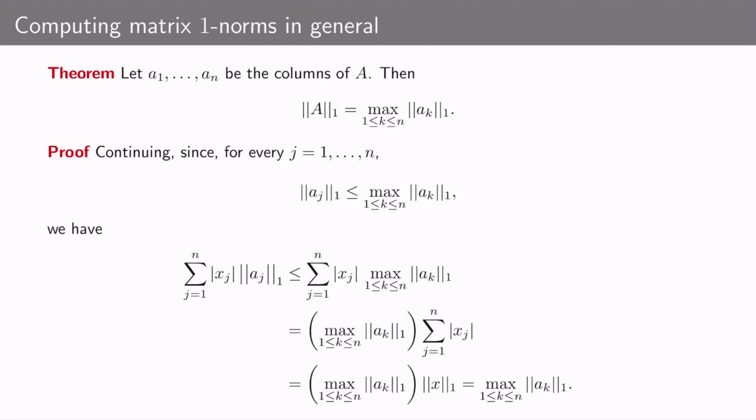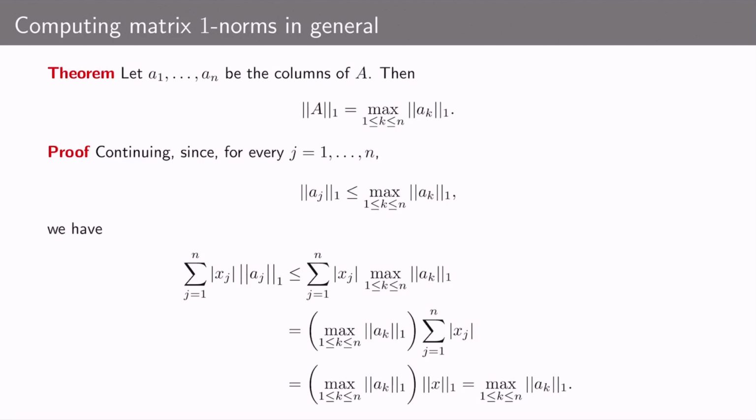First, a quick side observation. If I take a column of A and I take its 1 norm, that, of course, must be less than or equal to the maximum over all the 1 norms of the columns of A. So, if I start with the sum that we ended with on the previous slide, and I replace the norm of each column, aj, with the maximum over the norms of all columns, I get a sum which is greater than or equal to the original sum. This quantity right here does not depend on j, so it can be factored out of the entire sum. So I end up with the maximum over all the 1 norms of the columns of A times the sum of the absolute values of the components of x.